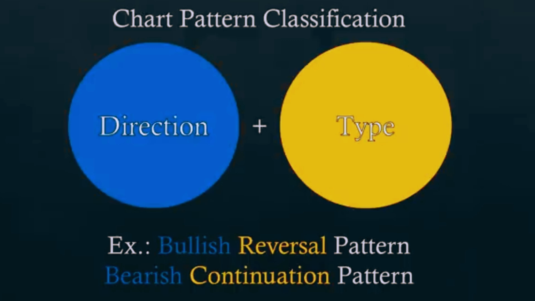By combining these two classification methods, we gain deeper insight into market movements. For example, a bullish reversal pattern signals that the price was previously falling but is now likely to rise. A bearish continuation pattern suggests that the price was declining and will continue to do so after the pattern forms. A neutral pattern does not depend on past trends. Instead, it signals that price movement will be determined by the breakout direction.